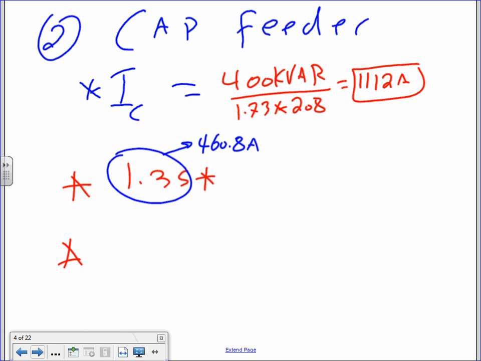Then, the first thing is you need to find the amps. Then you need to multiply it by 1.35. Where did this come from, Adam? 460.8 A will tell you multiply by 135%, 1112. You multiply that: 1501 amps, and that's the amps after you increase it by 135%. And my understanding, you increase it by 135%, guys, because capacitors charge and discharge, so they abuse the conductors more.